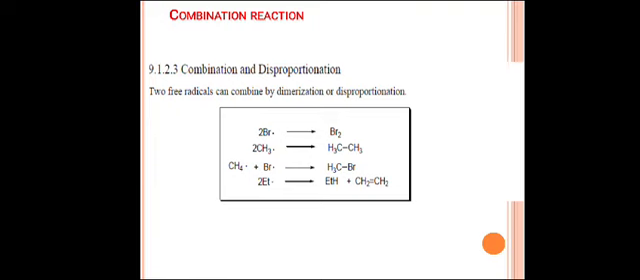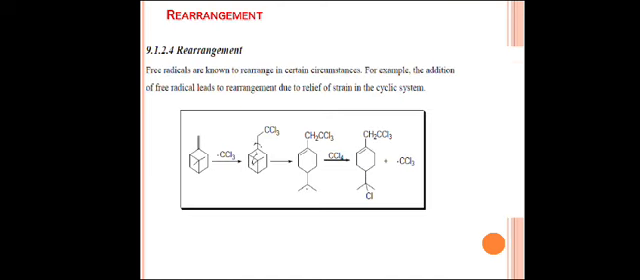When we generate two radicals and these two radicals are added to each other, there is a formation of a molecule. In this, two free radicals are combined by a dimerization reaction or a disproportionation reaction. Here two Br free radicals are there. Here the dimerization takes place, that means there is a formation of Br2. When we take two methyl radicals, there is a formation of CH3CH3. This is the example of a combination reaction.